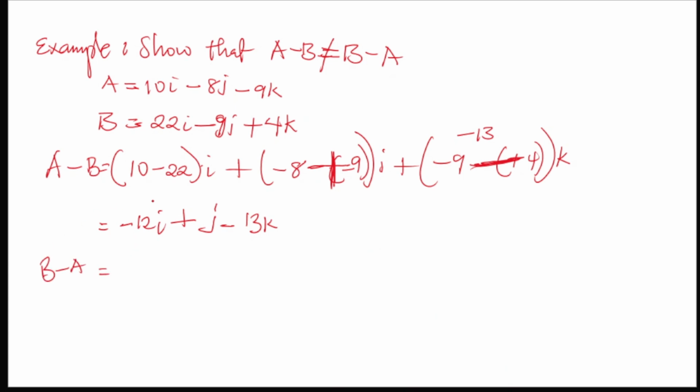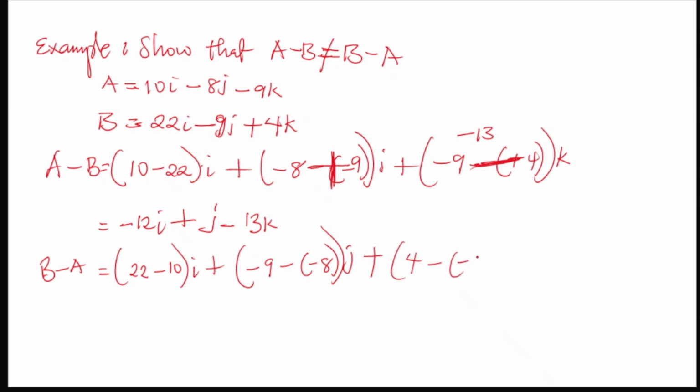Now, the next thing is to consider what is b minus a. B minus A is simply telling you what you have here minus what you have here. So this is simply telling you I have 22 minus 10, all of i, plus the next one: minus 9 minus into minus 8, and this is for j, plus the next one. The next one is telling you that we have 4 minus bracket minus 9, and this is for k, the unit vector k.